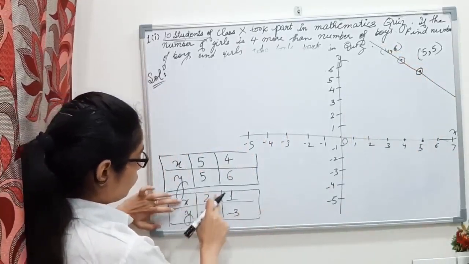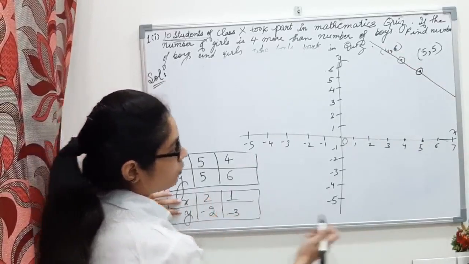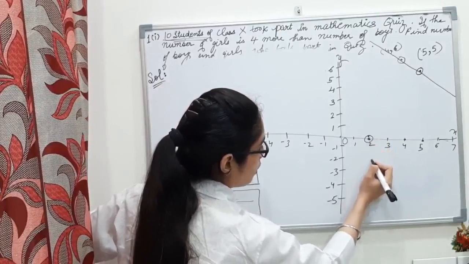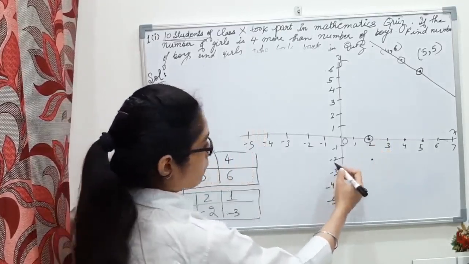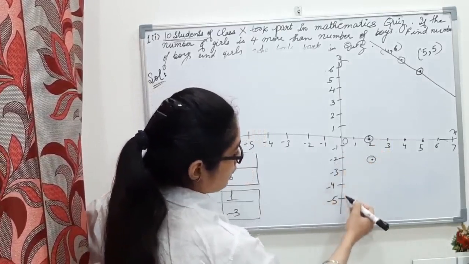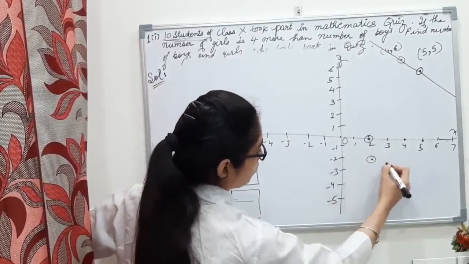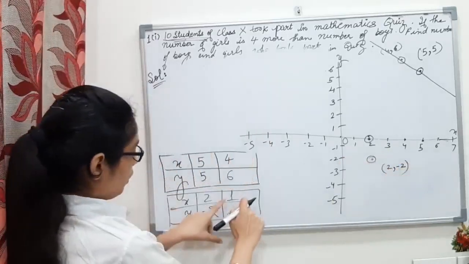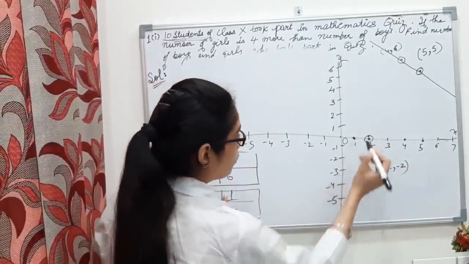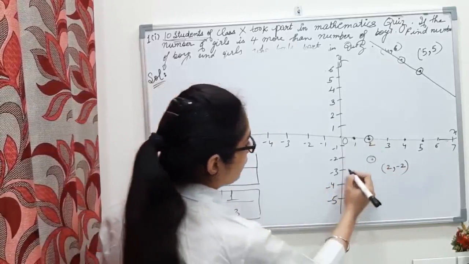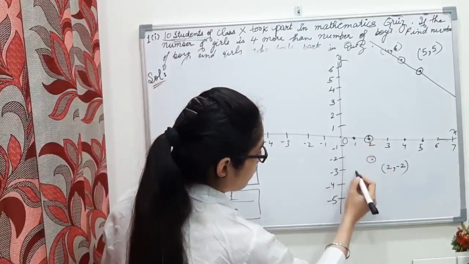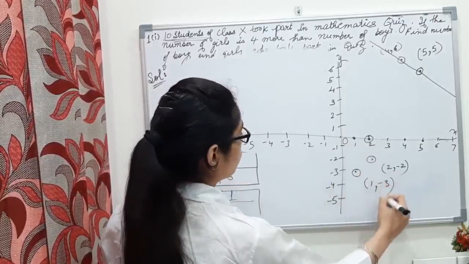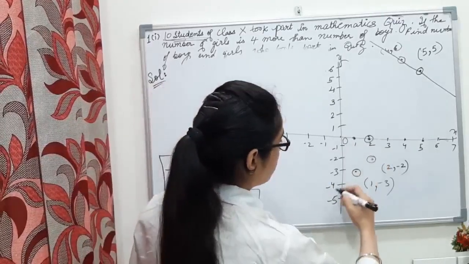It's x is equals to 2 and y is equals to minus 2. Here your x is equals to 2. We have to go vertically downwards because your y is minus 2 and minus 2 is in this quadrant. So this is the point 2, minus 2. Now x is equals to 1. Here it's equals to 1 and y is equals to minus 3. We'll just go vertically downwards, and here I'll mark the point. This is x equals to 1 and y equals to minus 3. Now I will join these points.